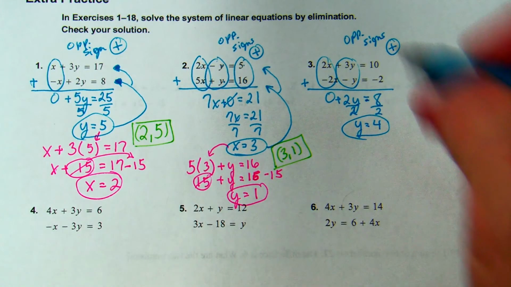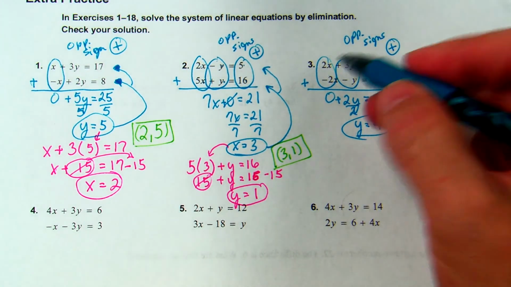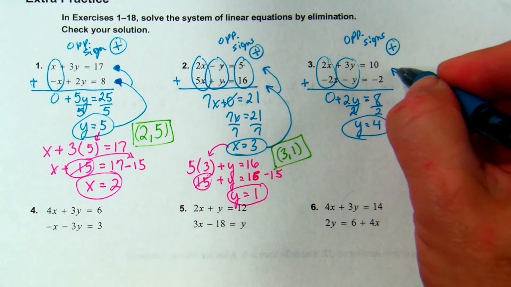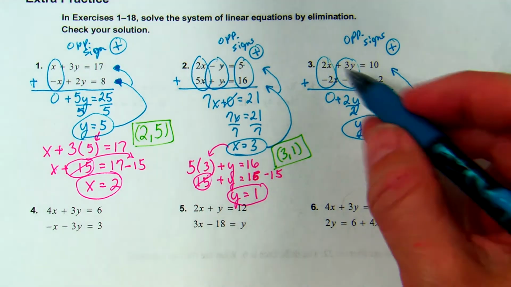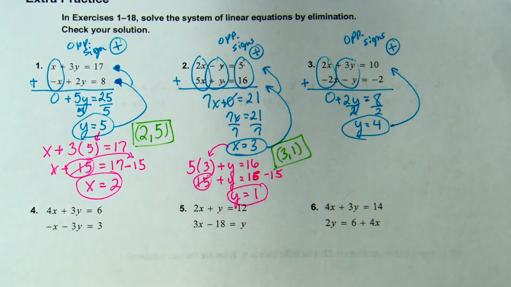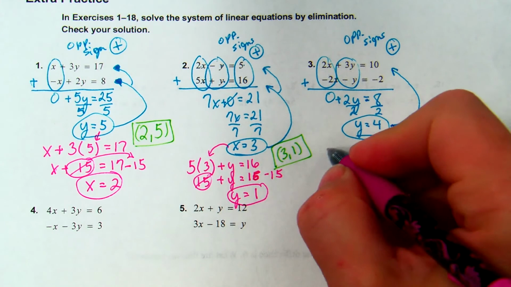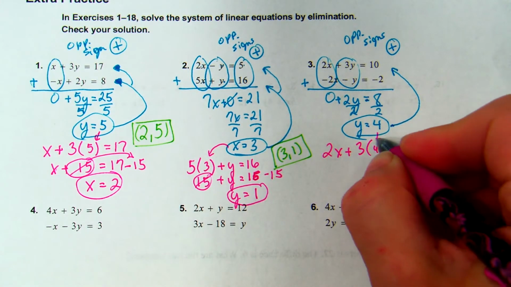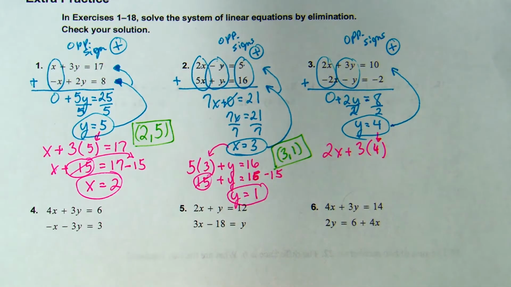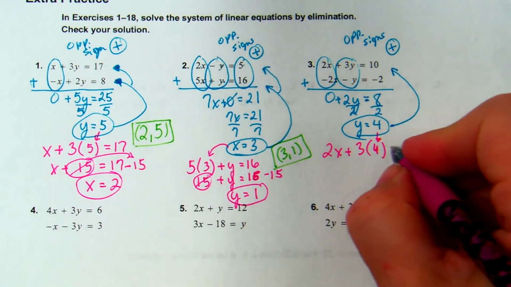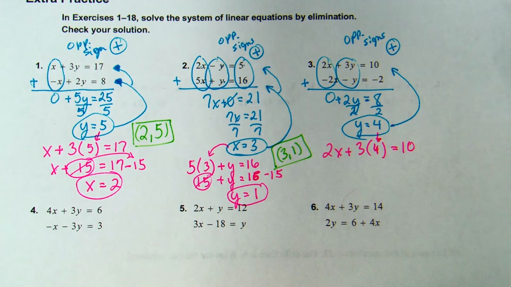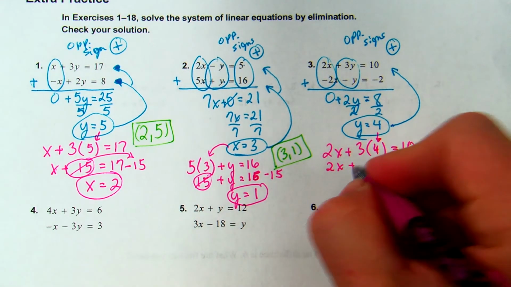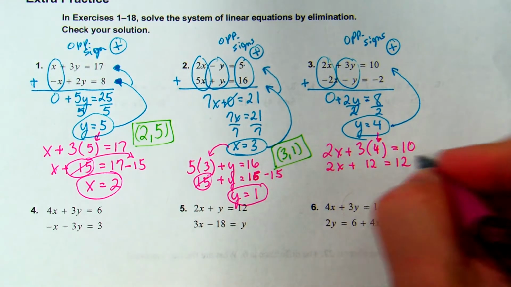Okay? I'm going to plug that in. Again, I'm going to use the positive x equation, or positive x term, so that I can save from dividing by negatives. It doesn't really matter too much, but maybe it helps a little bit. So I'm going to have 2x plus 3 times 4. I'm going to plug that 4 right there where the y is supposed to be, and that's going to equal 10. Well, 2x plus 12 equals 10.